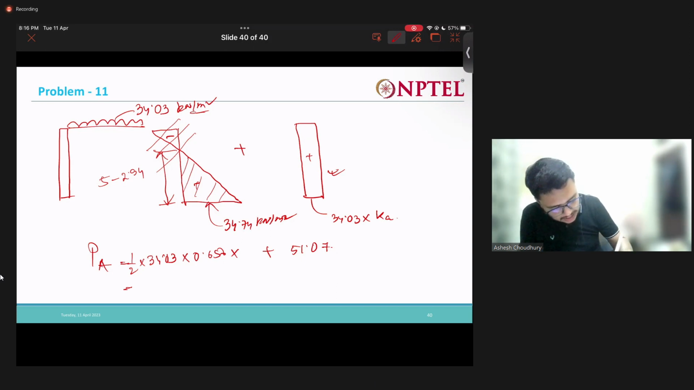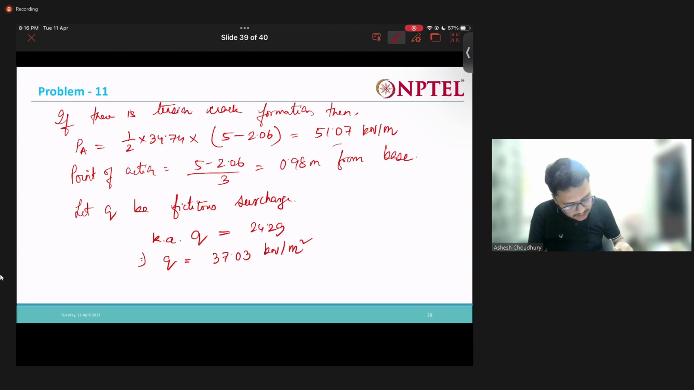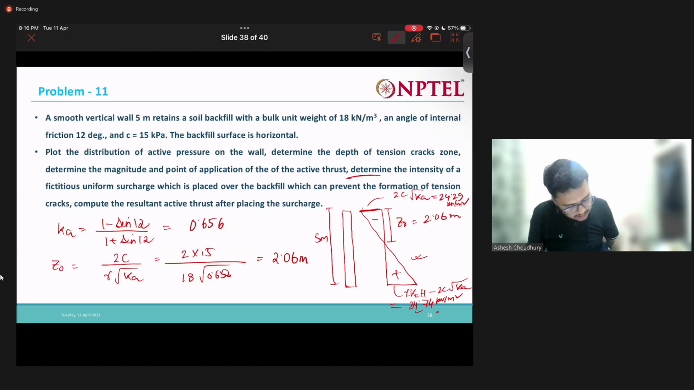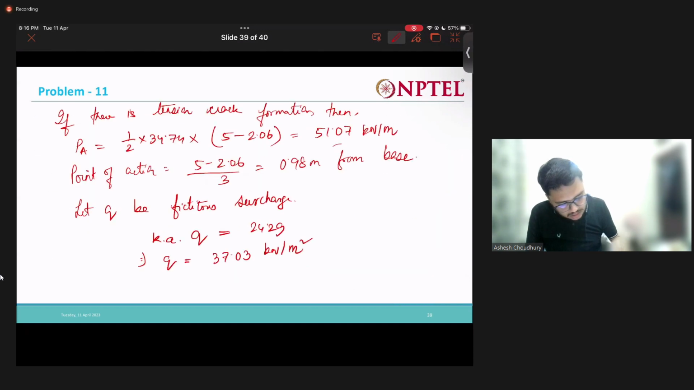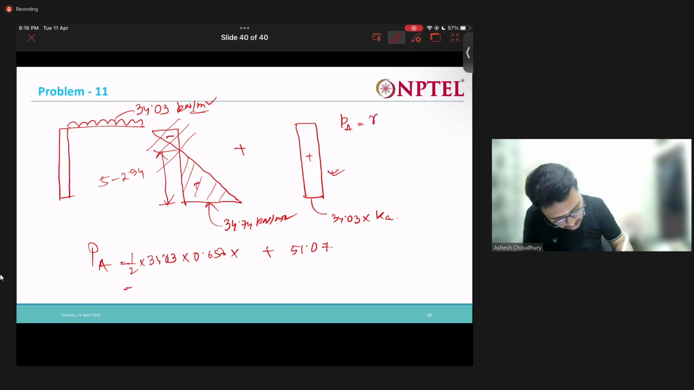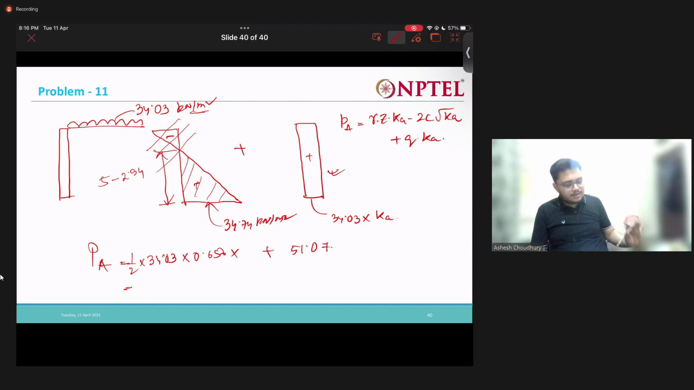Let us see now what will be my PA equation. Let me write it. So before, what was the PA? Gamma into Z into K minus 2C root over K plus Q into K. Right, this is my small PA equation.